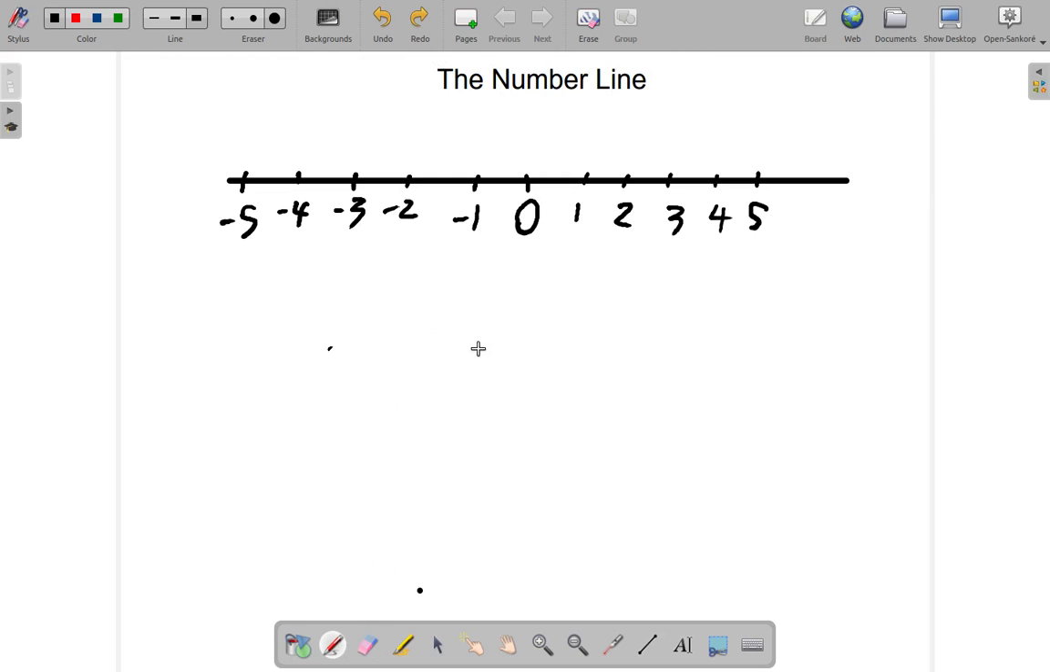Suppose I say 2 minus 5 equals, and I use a number line. I end up at 2. Minus 5 means I must go to the left 5 places. 1, 2, 3, 4, 5, and I end up at negative 3. So 2 minus 5 is negative 3.